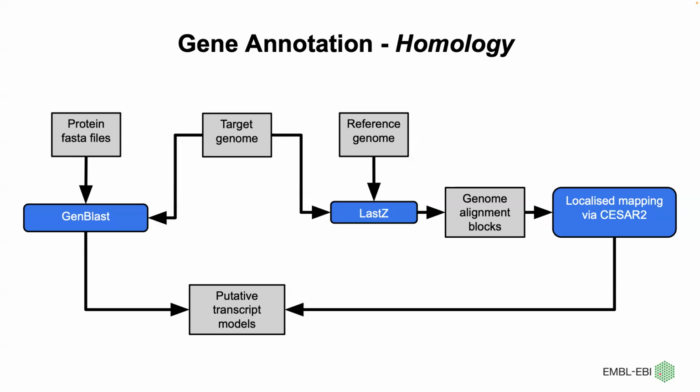So we compare if there is a reference genome available. We align this reference genome to the target genome using LASTZ, which is a whole genome alignment aligner. And LASTZ gives us genome alignment blocks, which are fed into CESAR2. CESAR2 is another method which basically realigns the coding exons back to the genome using statistical methods like hidden Markov model.